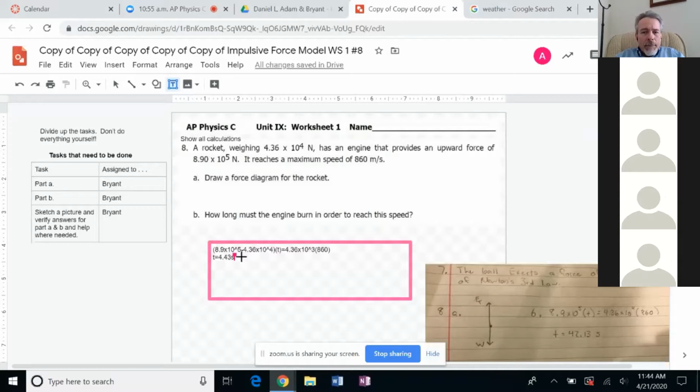So I just used the FT equals mVf minus mVi. Good. So we plugged in 8.9 times 10 to the fifth minus 4.36 because that's the net force. Good. And then we let t be its own variable. And then we did 4.36 divided by 10 because it gives us the weight in newtons. So we have to divide it by 10. And then there's no initial speed. So Vf just equals 860. And we got 4.43. Nice.